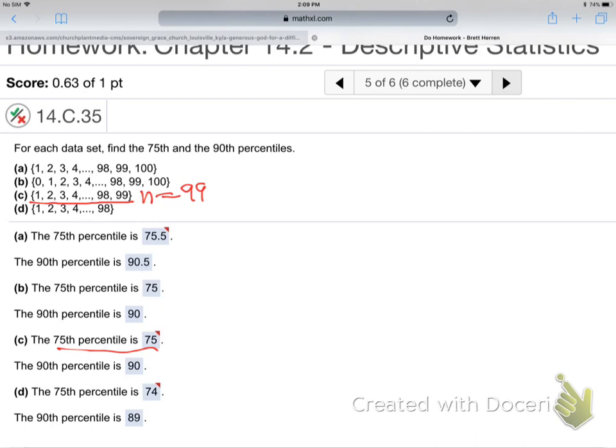Same formula. P over 100 times N. So that's 75 over 100 times N, and N is 99 numbers this time. And I'm getting 74.25. I'll let you handle it from there.